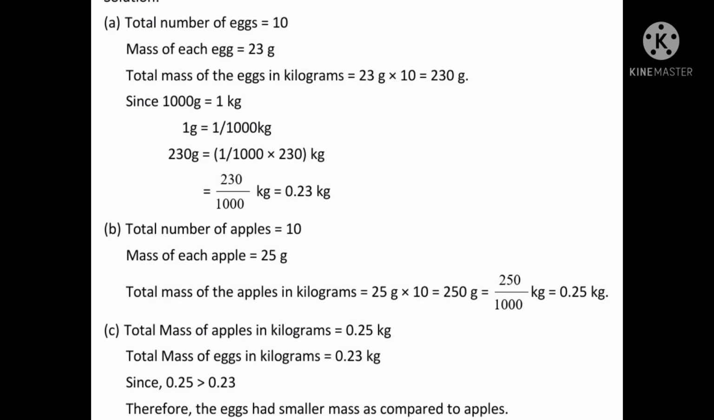Number C. Total mass of apples in kilogram is 0.25 kg. Total mass of eggs in kilogram is equal to 0.23 kg. Now since 0.25 is greater than 0.23, therefore the eggs had smaller mass as compared to the apples. This is the answer. Now example number 7.